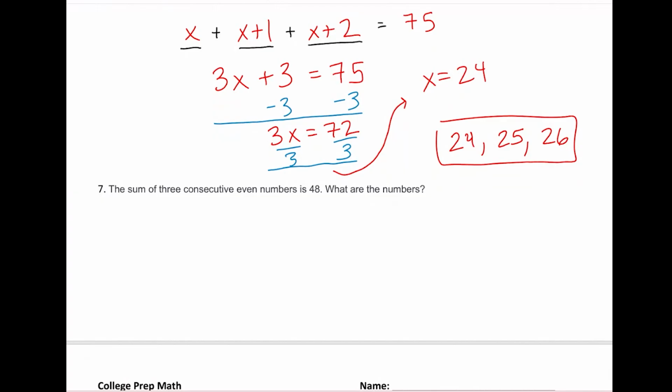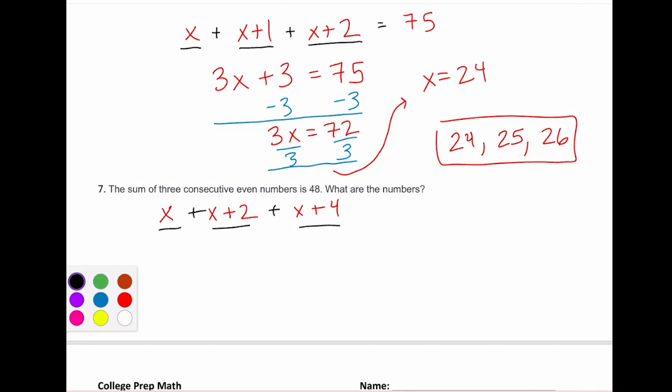So if the smallest number is x, the next number would be x plus 2. Like if the first number was 2 and the next one was 4, it's 2 more than that. And then the next one would be x plus 4. So you have like 2, 4, 6. 6 is 4 more than 2. And it says the sum of those three numbers. So here's our three numbers. The sum of them is 48.